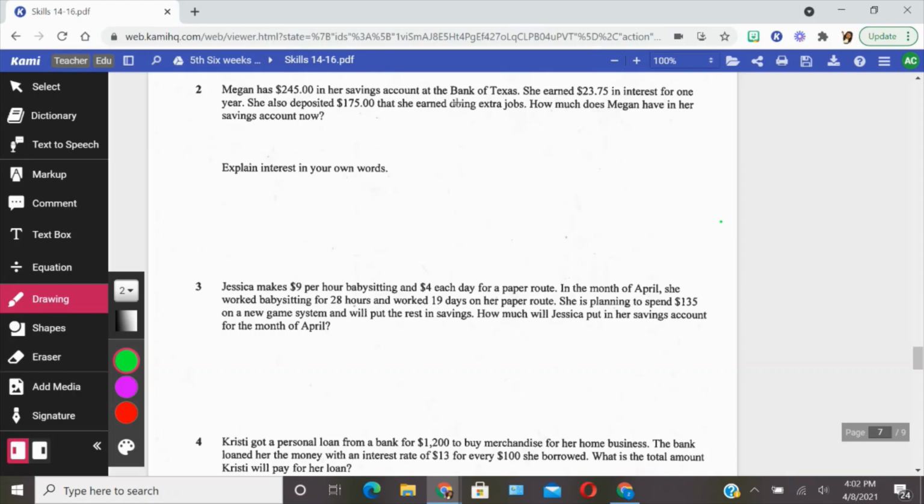So it says here we're going to see how much does Megan have in her savings account. So now what should I do there? Well, I know that she has $240 in her savings account. I know she also earned $23.75 in interest. And she also deposited, meaning that it's going into her bank account, $170. So how am I going to figure out how much she has in total? Well, that's simple. I need to add.